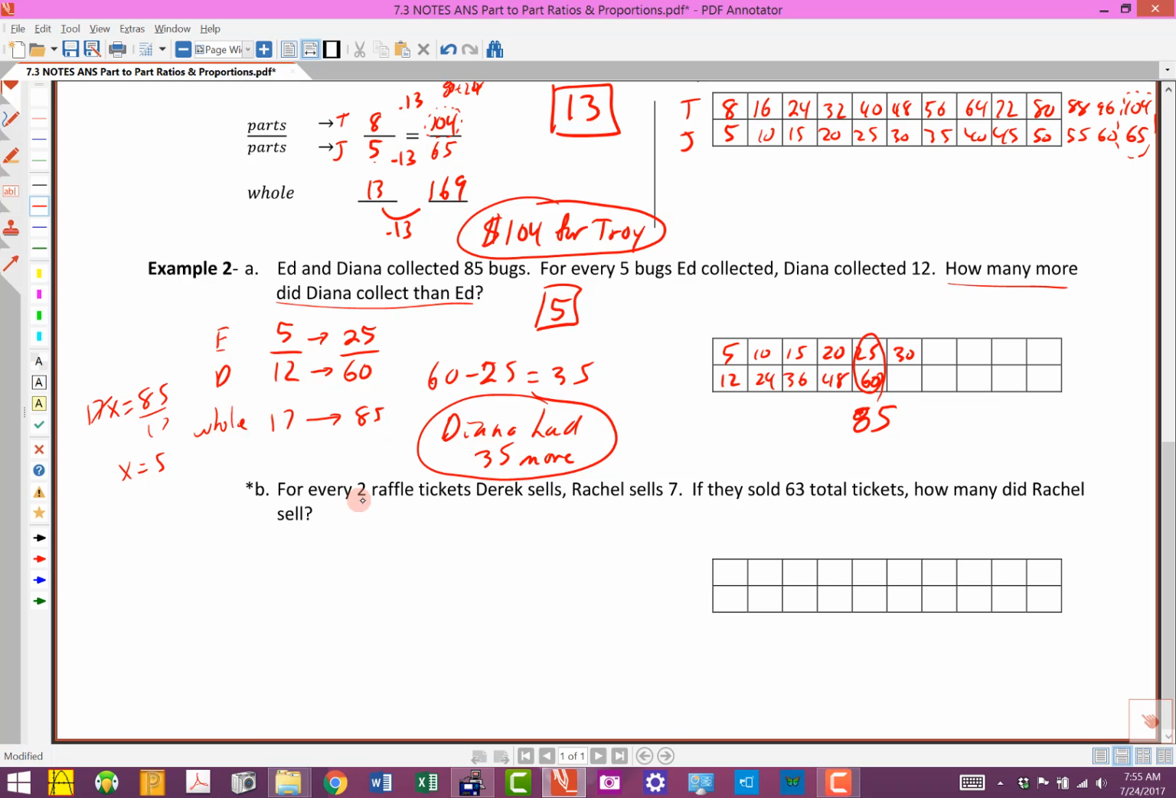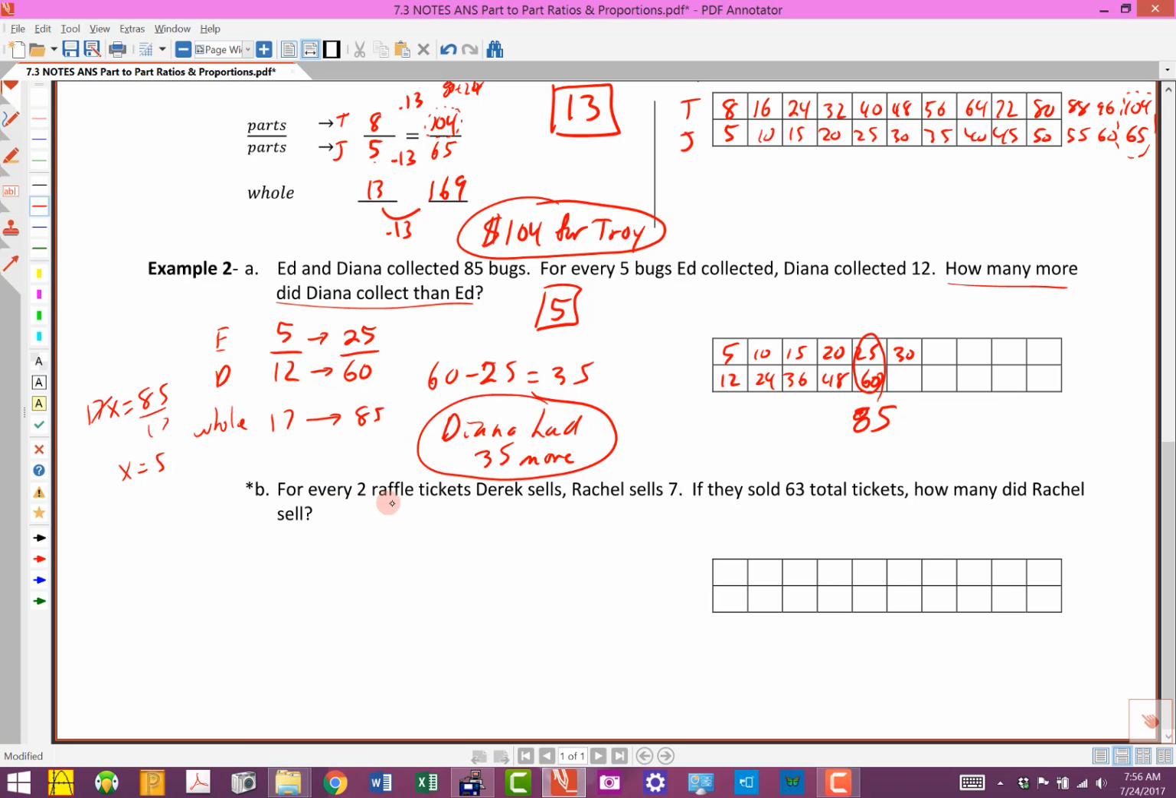Okay, for every 2 raffle tickets Derek sells, Rachel sells 7. If they sold 63 tickets total, how many did Rachel sell? This has an asterisk by it. Might be similar to one on your assignment. Maybe there's something difficult about this, but let's take a look.